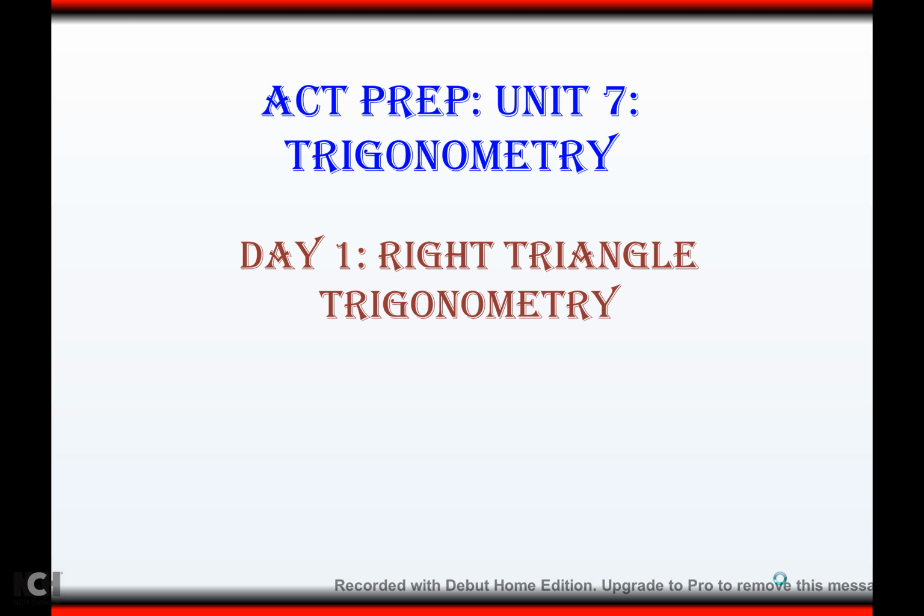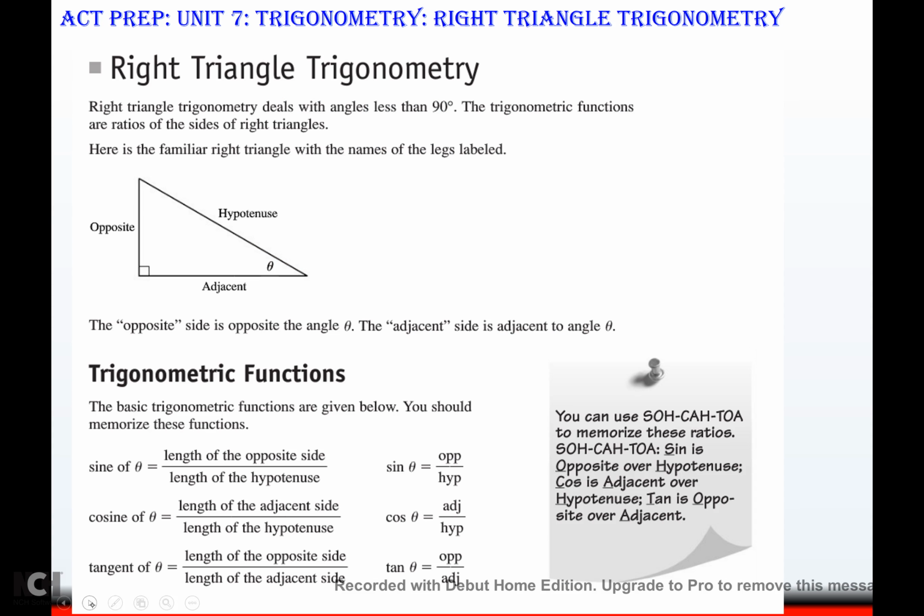All right, welcome to Unit 7, our last unit of this ACT prep. Trigonometry, okay? We're on day 1, and we're going to talk about right triangle trigonometry. Right triangle trigonometry deals with angles less than 90 degrees. The trigonometric functions are ratios of the sides of right triangles.